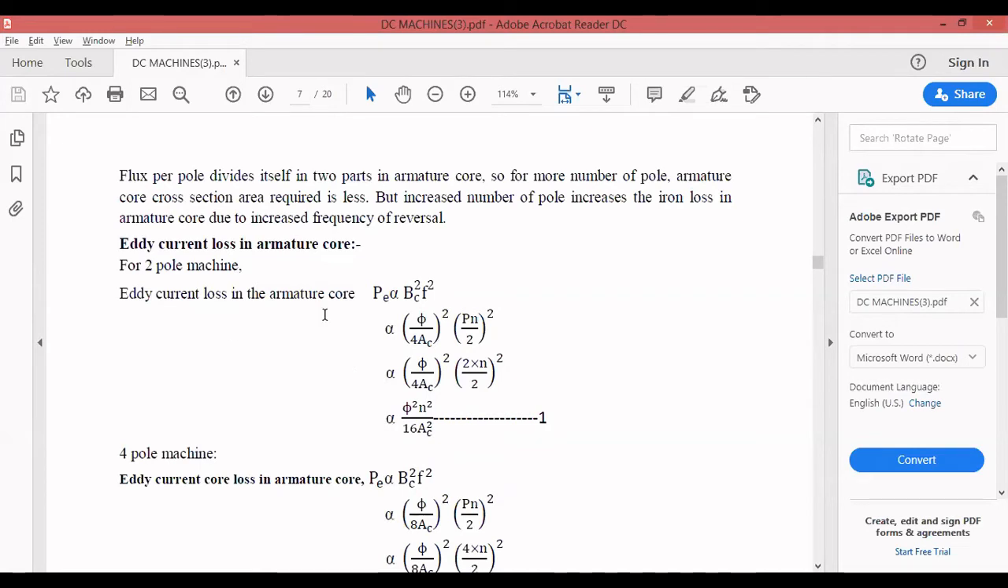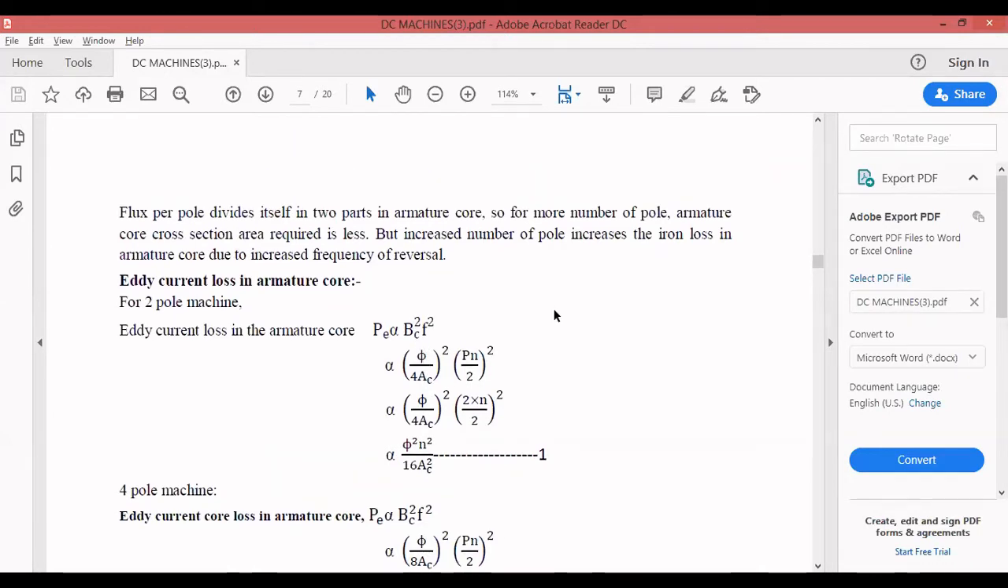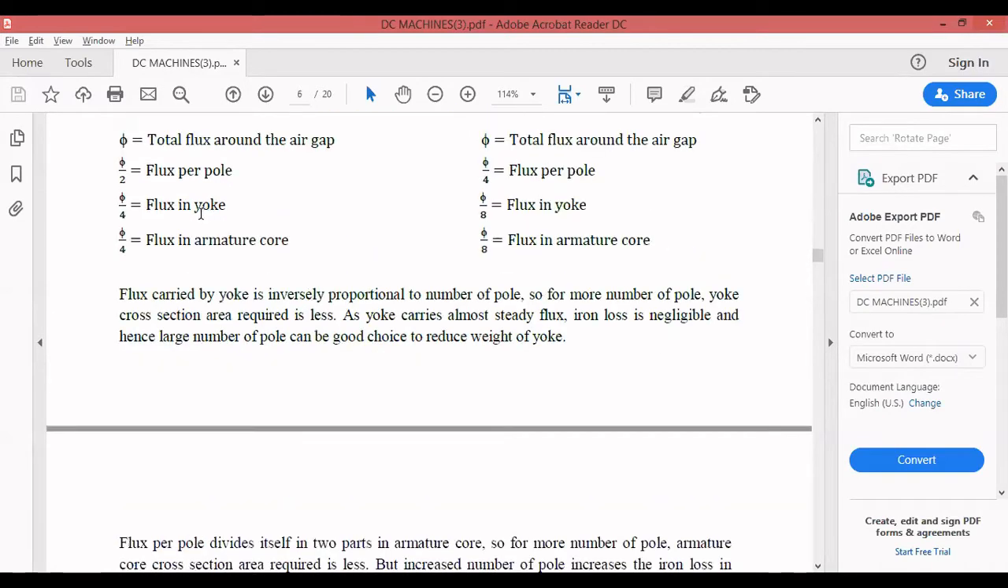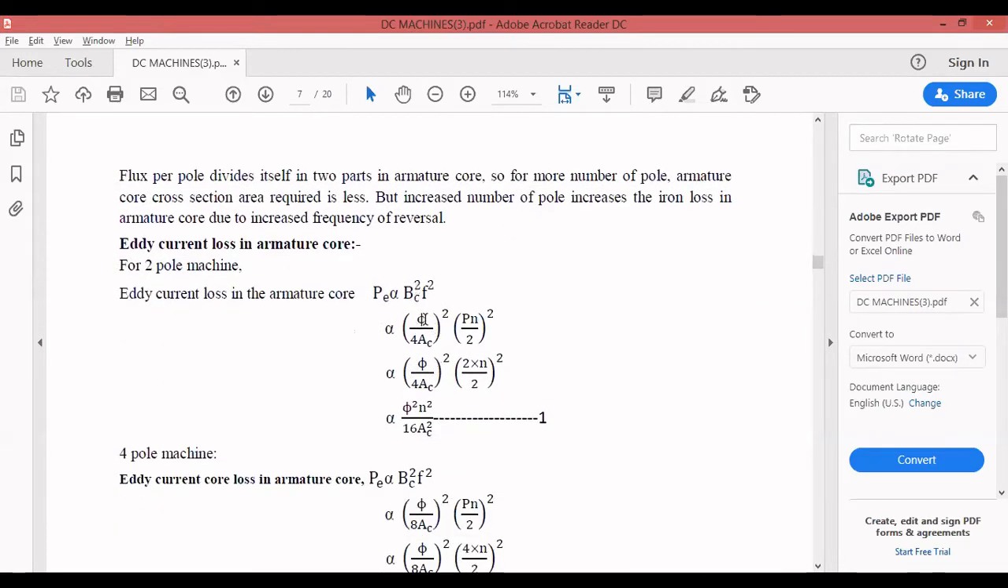Eddy current loss in the armature core, Pe, is proportional to Bc square into f square. Bc is nothing but the flux density in the armature core, and f is the frequency. Flux density is nothing but flux by area. So what is the flux in the armature core for a two pole machine? It is nothing but φ/4. So substitute here φ/4 flux. You know that flux density is flux by area. So the flux in the armature core is φ/4.